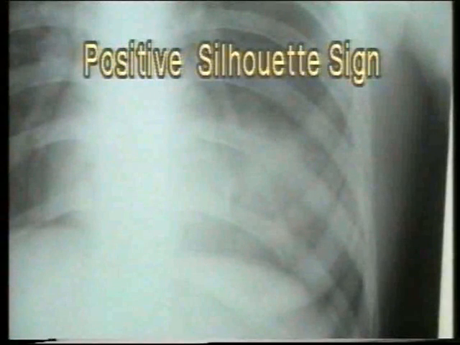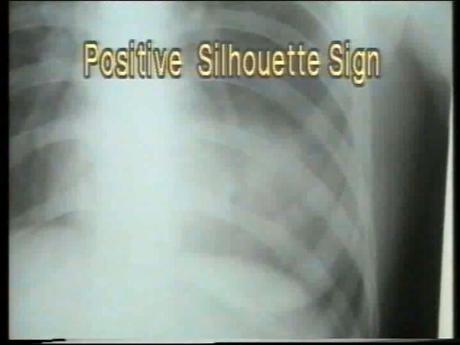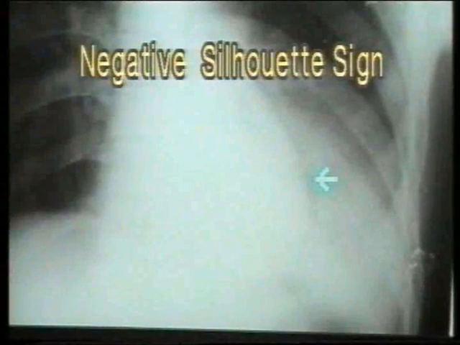In this consolidation of left lower lobe, the lesion could be in the lingular lobe anteriorly or in the lower lobe posteriorly. The heart border is indistinguishable, that is, silhouette sign is positive. The heart border in this area is an anterior structure, so the consolidation is anterior, that is, in the lingular lobe. While in this consolidation, the heart border is not obliterated, that is, a negative silhouette sign. So the consolidation is posterior, that is, in the left lower lobe.